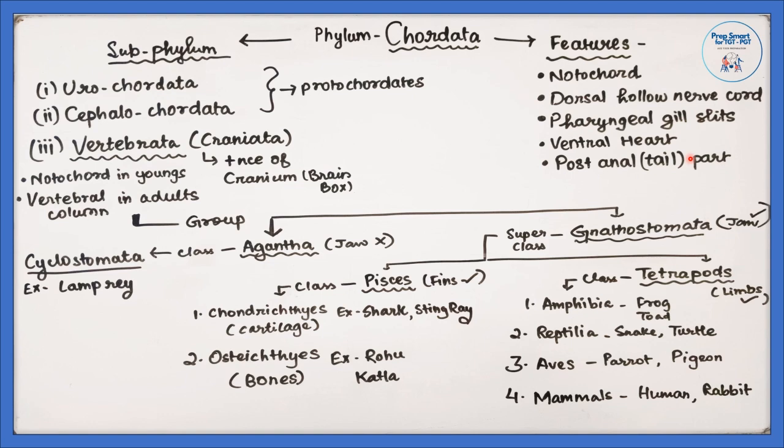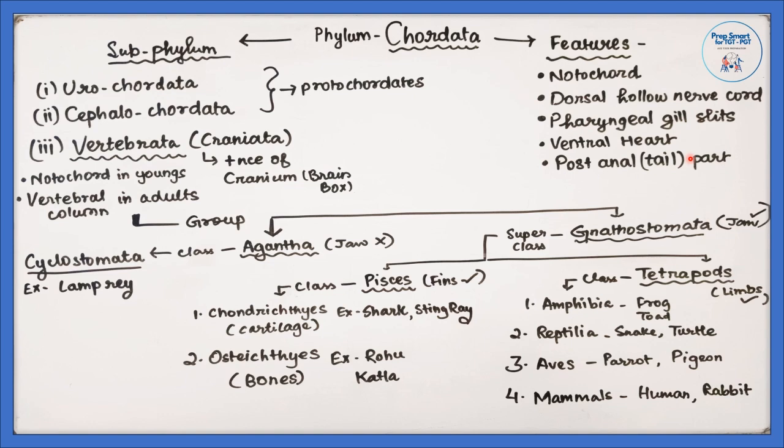Post-anal tail, an extension of the body that runs past the anal opening. In terrestrial chordates, which never breathe by gills, traces of gill clefts are present during early development but disappear before adult life. Classification of the phylum Chordata.